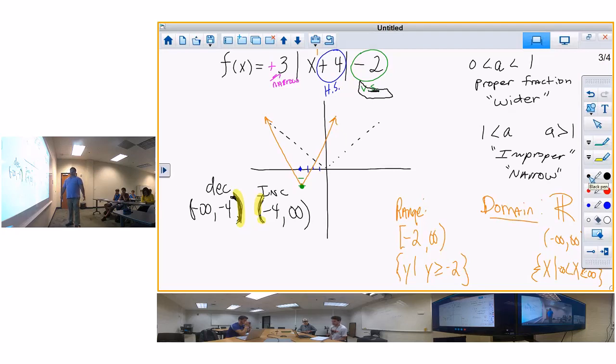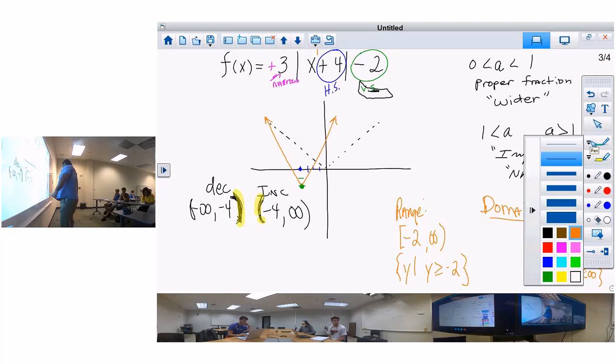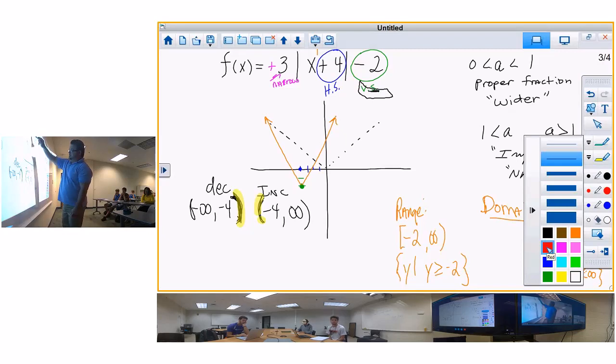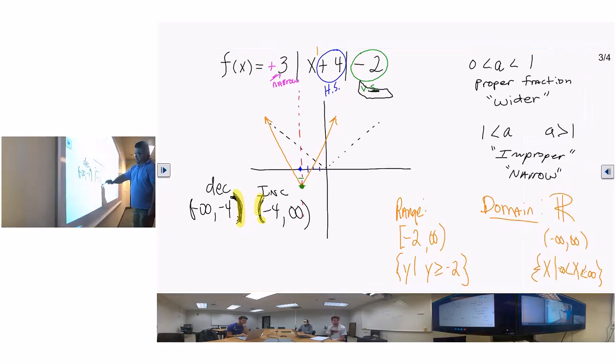Now, of course, the line of symmetry is where? We'll do it in a different color. We'll do it in that dang old Georgia red. How about that? Dang old dogs. There's the line of symmetry.